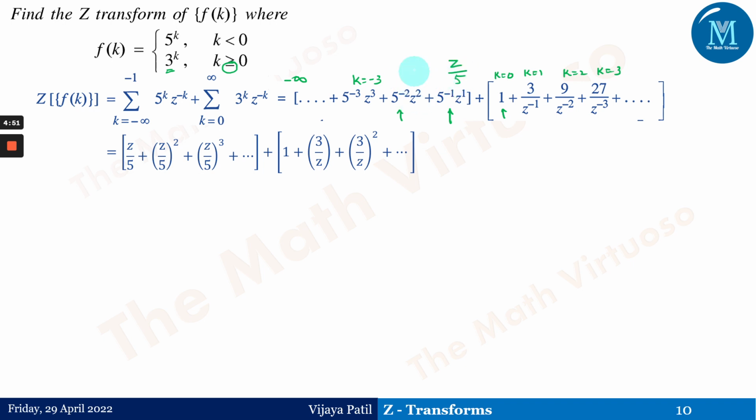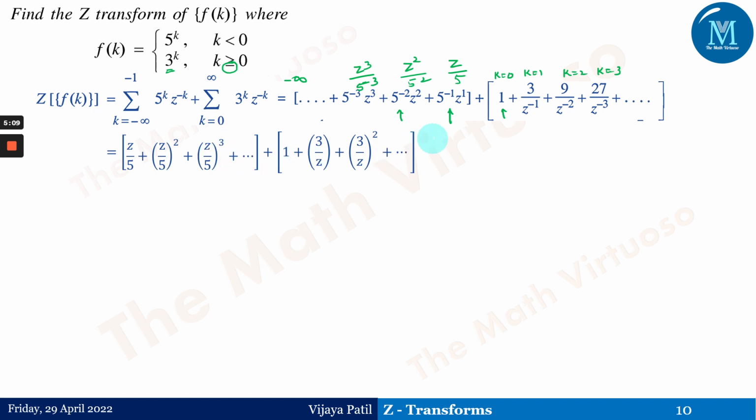Similarly, this function can be written as z square upon 5 square. Then the next one can be written as z cube upon 5 to the power 3. So in this way, we can write this as z by 5 plus z by 5 the whole square plus z by 5 the whole cube, and so on till infinity it will go.